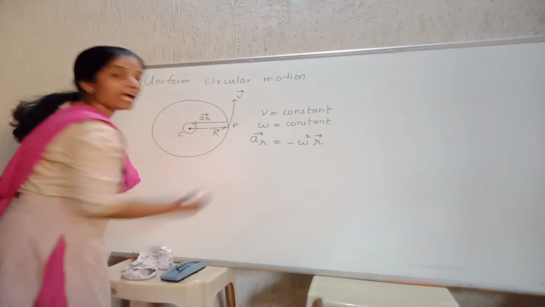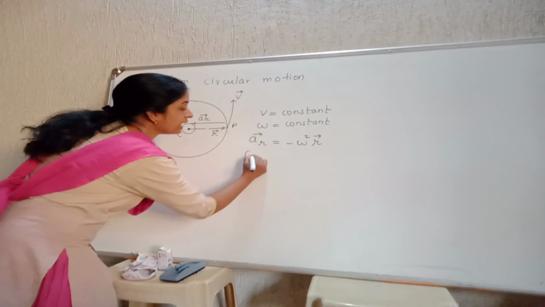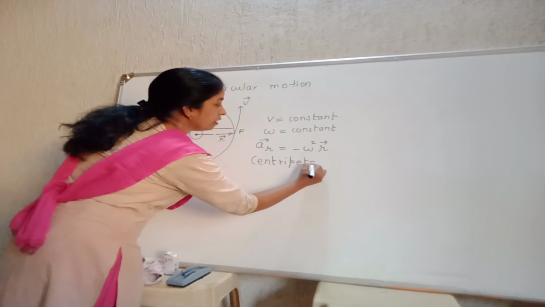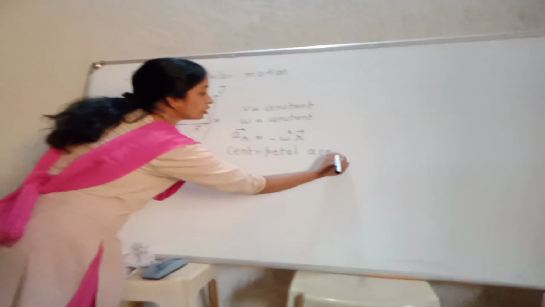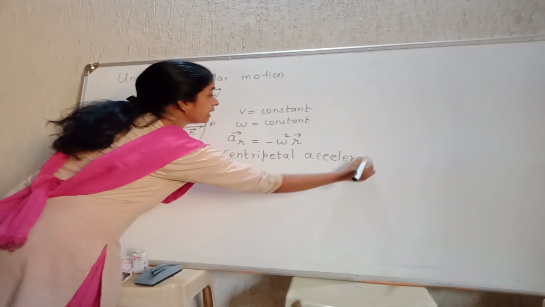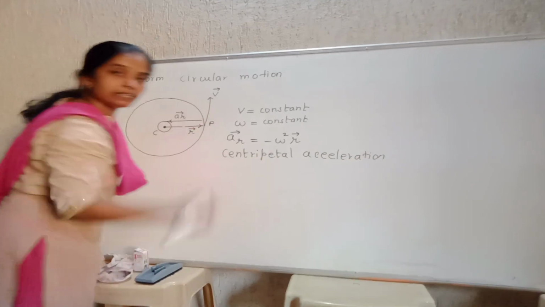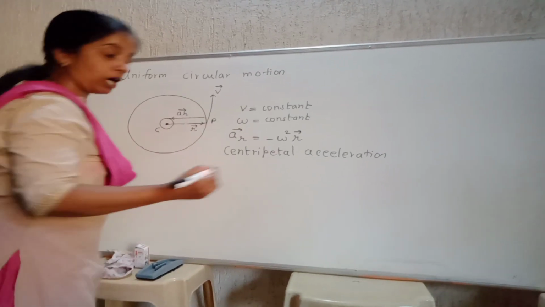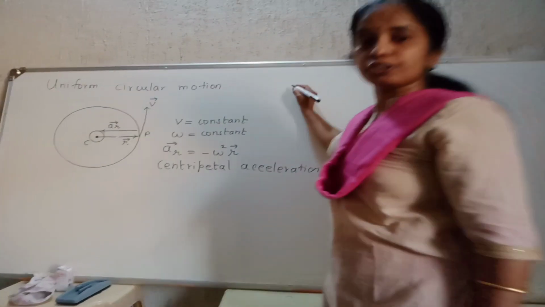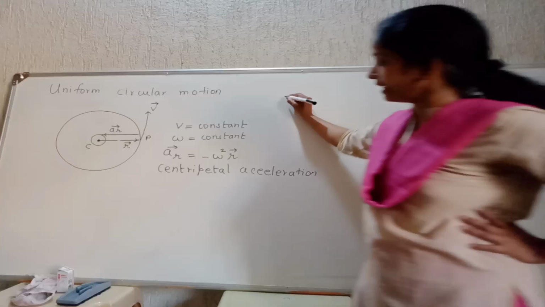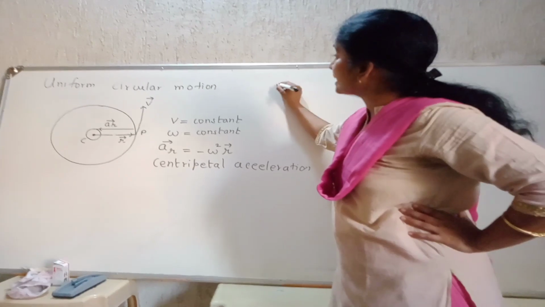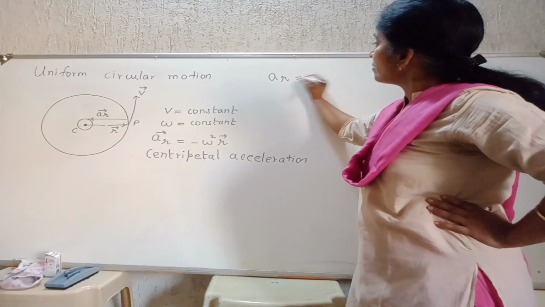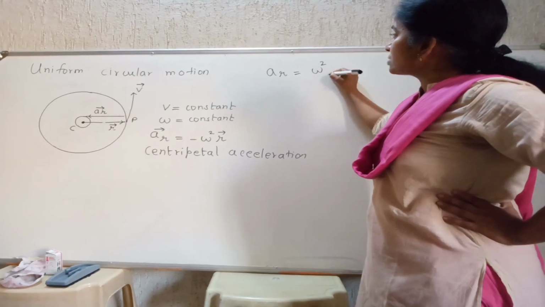Students, radial acceleration is also called centripetal acceleration. Fine. In magnitude, how do you write the radial acceleration, students? Just follow the board. Magnitude I am speaking about, so you need not consider the negative sign. We will write it as omega square r.